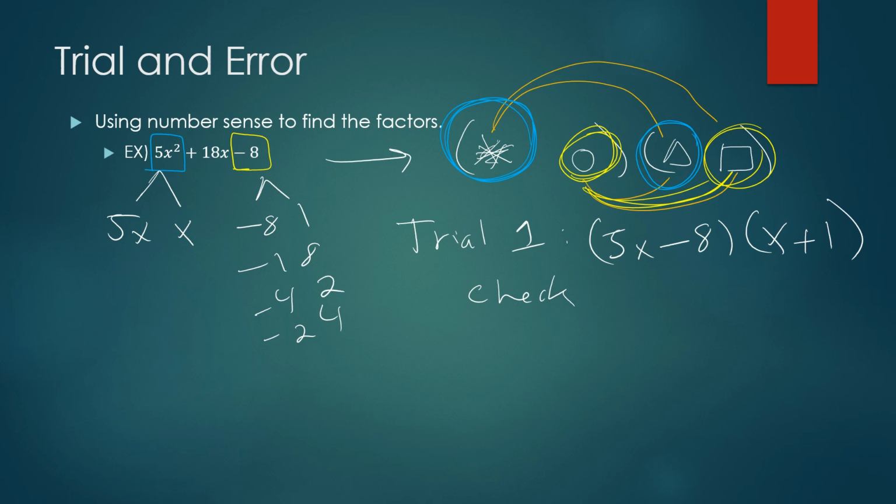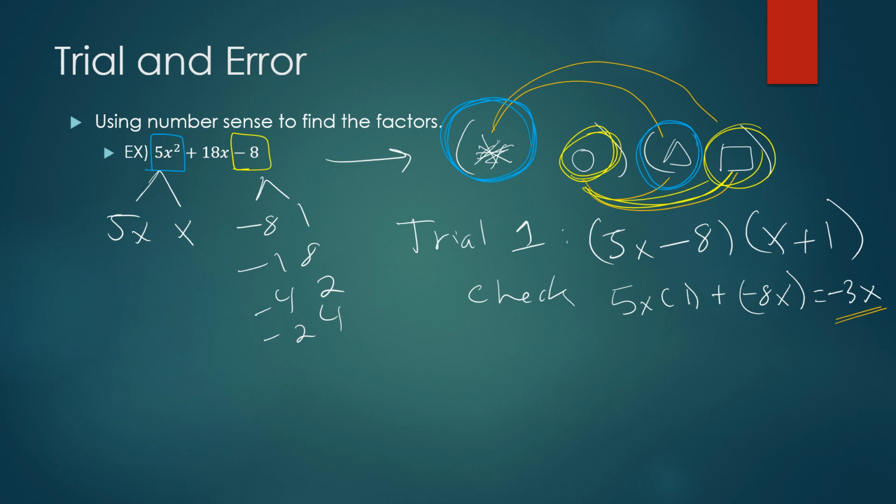The only thing I have to check now is my middle term. If I multiply 5x times 1 and -8 times x, do I get 18x in the middle? Well, 5x times 1 plus -8 times x is equal to -3x. Now, since this -3x is not the same as positive 18x, this cannot be my possible answer.